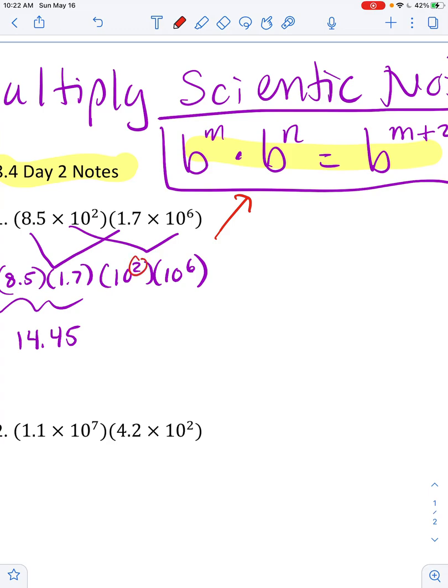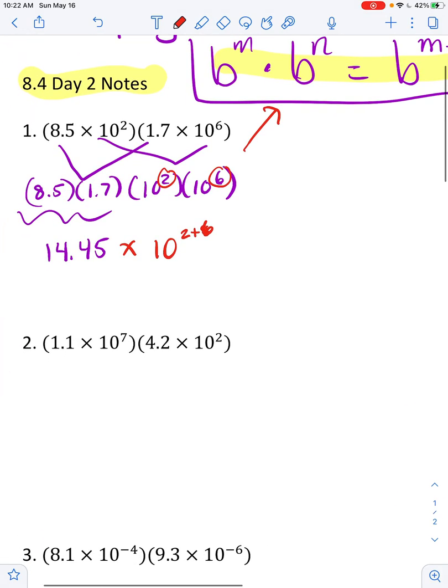When I look at my scientific notation, I'm utilizing this rule right here. I have 10 to a power times 10 to a power. So according to that rule, since I have the same base, I just add the powers. So 2 plus 6, I added them together already. So I, at this point, have 14.45 times 10 to the 8th.